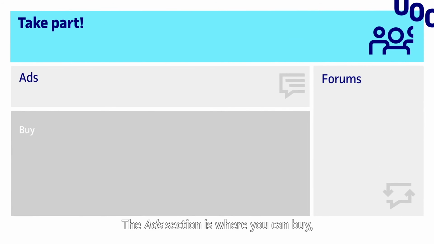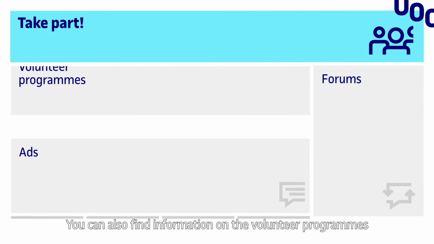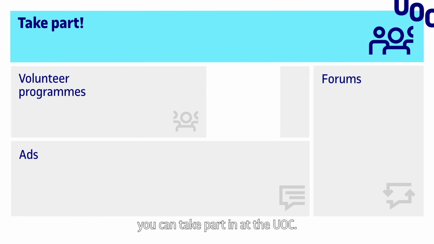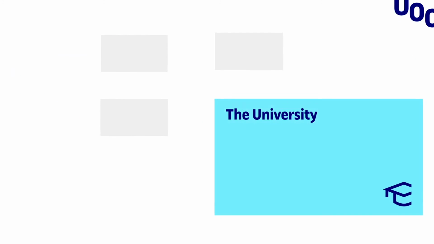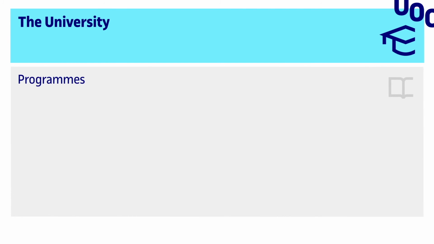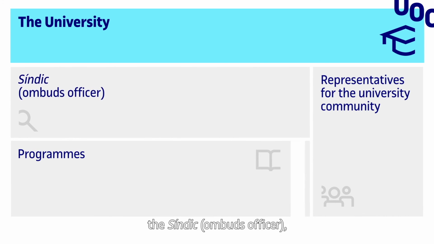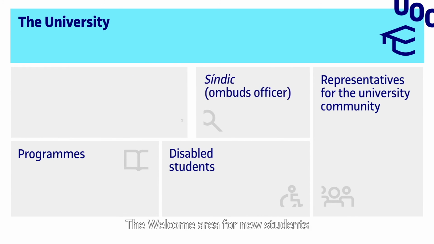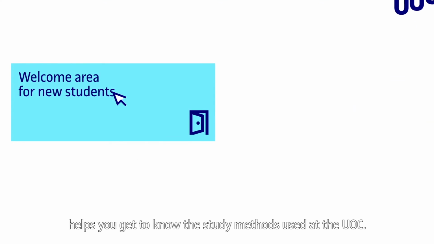The Ads section is where you can buy, sell, rent, or exchange items and services. You can also find information on the volunteer programs you can take part in at the UOC. This is where you'll also find information on the University Sports Championships. The University section has information on the programs, the representatives for the university community, the Syndic, Ombuds Officer, and the resources available for disabled students. The Welcome area for new students helps you get to know the study methods used at the UOC.